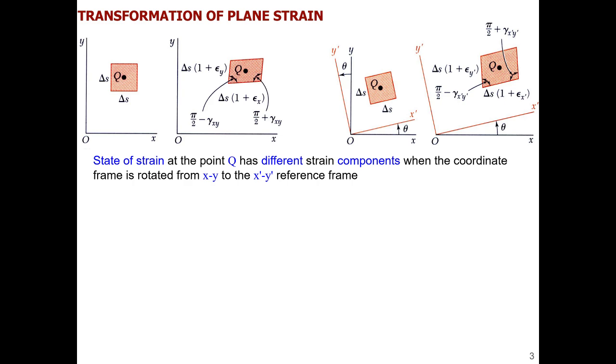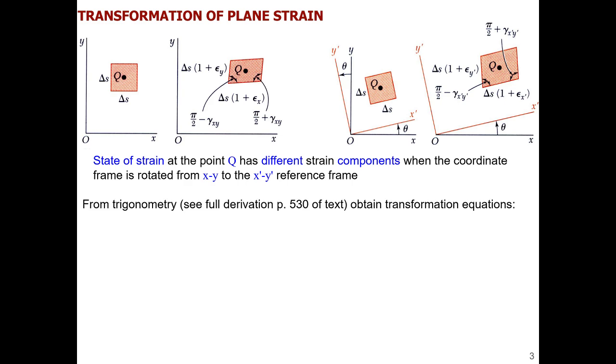Okay, so that's what we are after, and so we will not follow the derivation of this, how we transform epsilon x, epsilon y and gamma xy into epsilon x prime, epsilon y prime and gamma x prime y prime, but there is a certain process that we can follow by using trigonometry, and so you can read more in our textbook here.